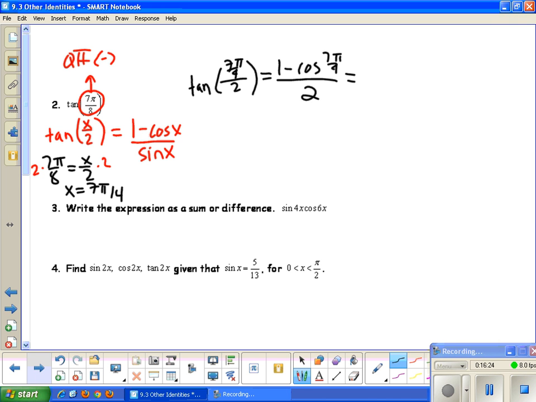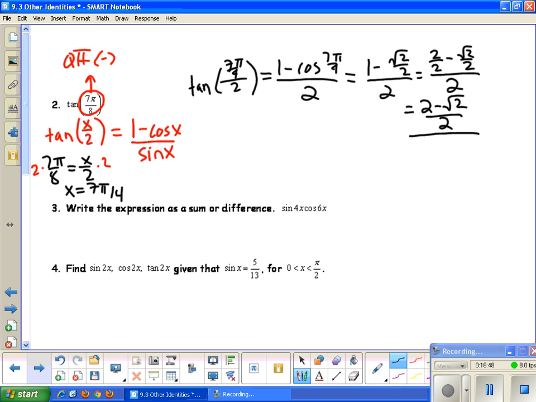Now I need to use my unit circle in order to figure out 7 pi over 4. The cosine of that is root 2 over 2. So 1 minus root 2 over 2, divided by 2. Now I need to simplify this complex fraction by getting a common denominator. So this would be 2 over 2 minus root 2 over 2, all divided by 2. And that ends up being 2 minus root 2 over 2, all divided by 2. If I have a fraction divided by a fraction, because that's really over 1, I multiply by the reciprocal. So I get 2 minus root 2 over 2 times 1/2. And notice that when I do that, I get 2 minus root 2 over 4.